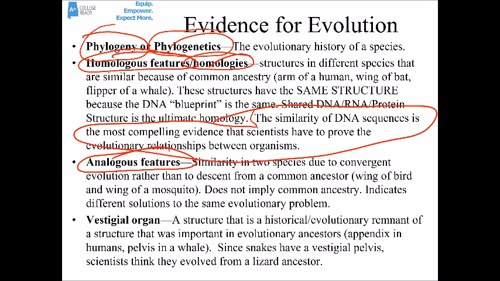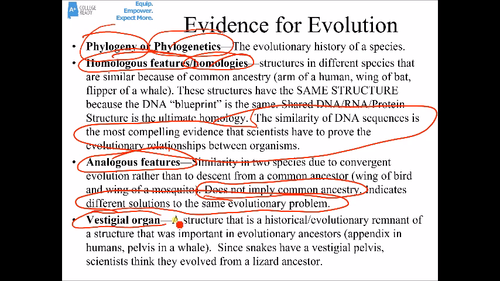Now, there are also these structures called analogous features. These are similarities in two species due to convergent evolution, rather than due to being descent from a common ancestor. Think about the wing of a bird and the wing of a mosquito. Yes, birds and mosquitoes can both fly, but their wings are very different. They're coded for by very different DNA sequences. So even though birds and mosquitoes both fly and they both have wings, this does not imply they have common ancestry, because the genes that gave both of them the ability to fly are very different sets of genes. This indicates nature finding different solutions to the same evolutionary problem.